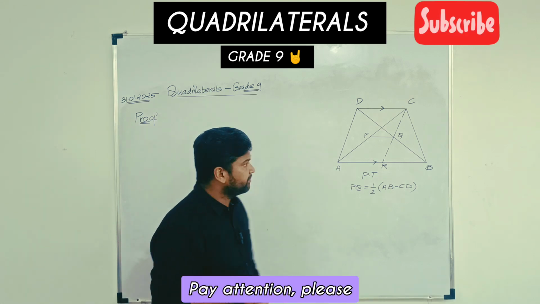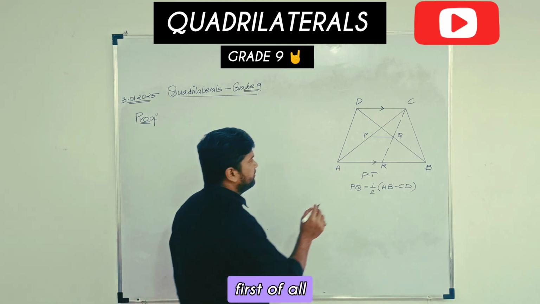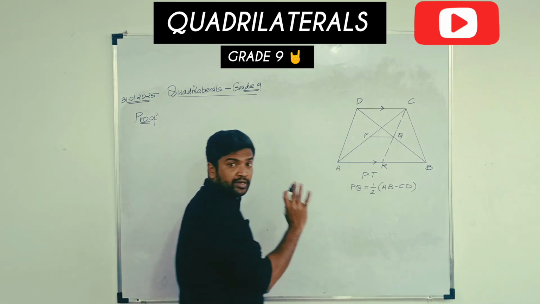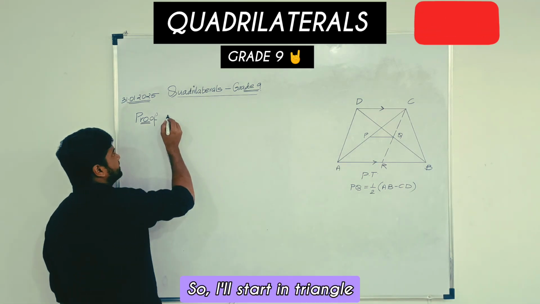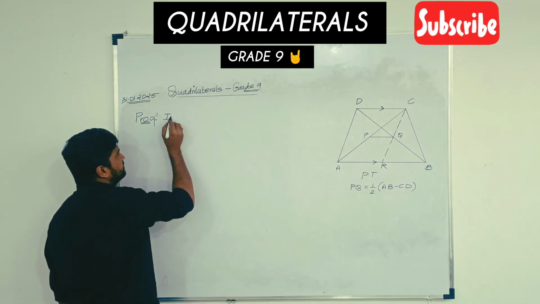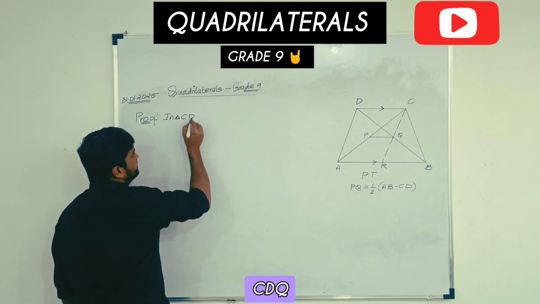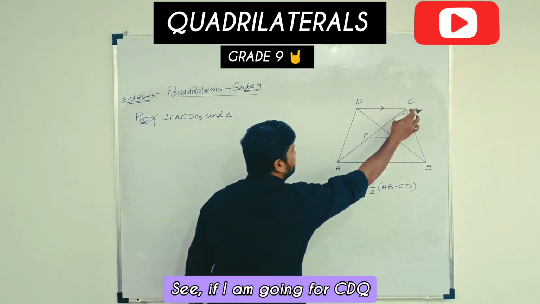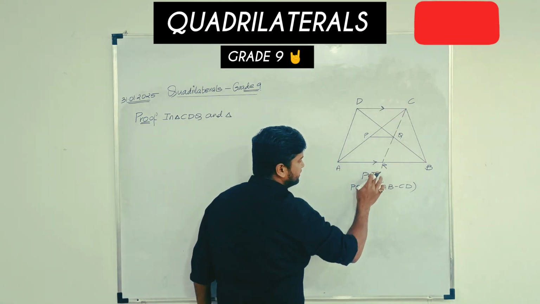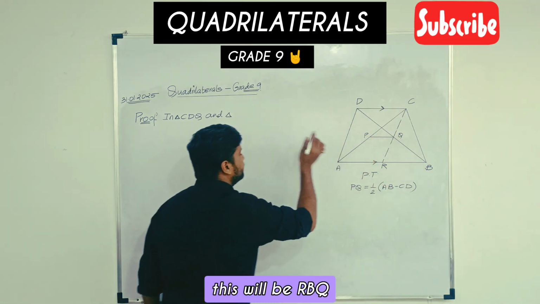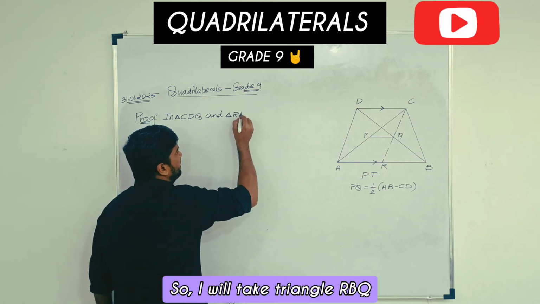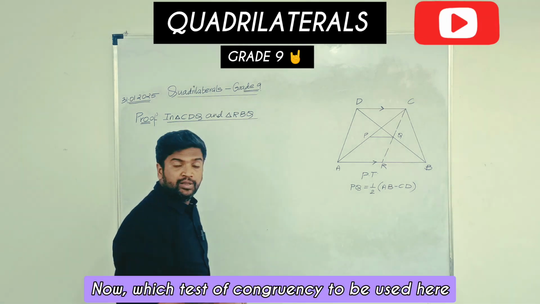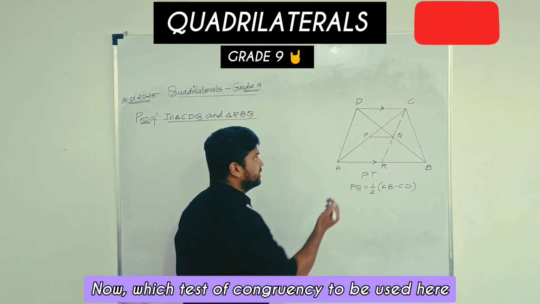Pay attention, beta, please. So first of all, I'll take triangle CDQ. Understand very well. So I'll start in triangle CDQ. So if I'm going for CDQ, this will be RBQ. So I'll take triangle RBQ. I'll underline this.